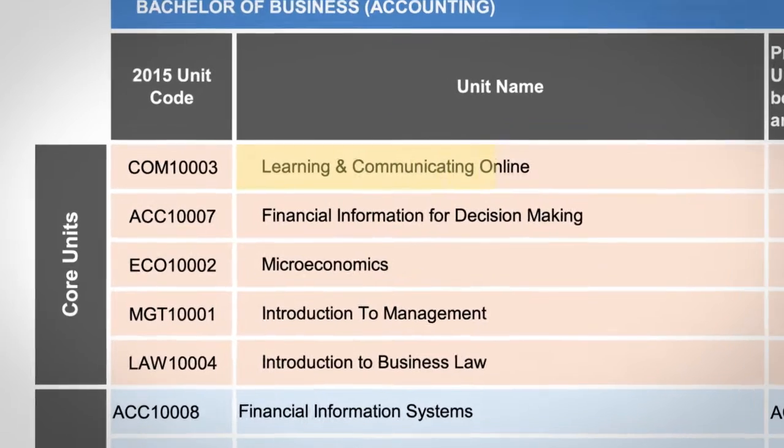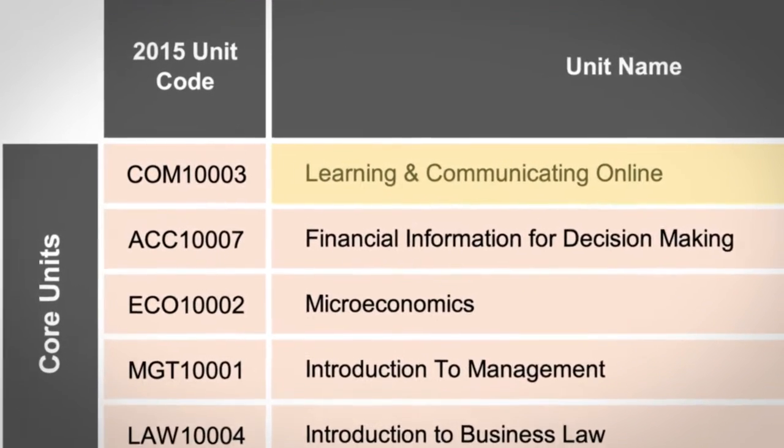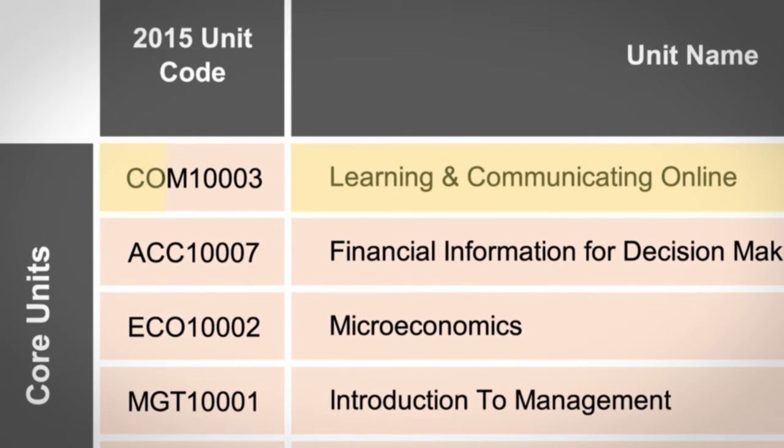Let's take a look at the unit code for Learning and Communicating Online. Its code is COM10003. The 3-letter code COM refers to the unit area, in this case, communications. And the 1 signifies it's a level 1 unit. This means it's an introductory unit that will develop concepts and theories you'll need to know for level 2 units.